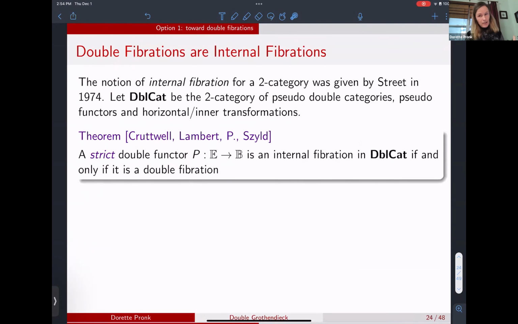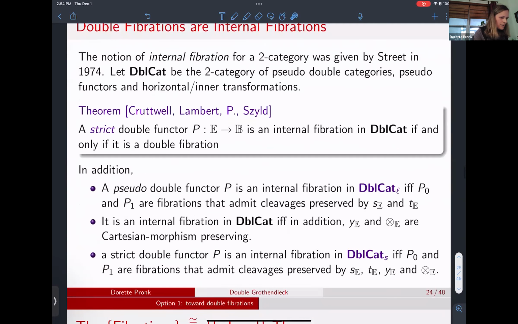Now, remember, double cats is a 2-category, and we could also ask ourselves, well, what are the internal fibrations a la Street? And we have actually shown that a strict double functor is an internal fibration in double cat if and only if it's a double fibration. And so pay attention, this is double cat with pseudo functors, but we ask that the functor I'm looking at is strict.